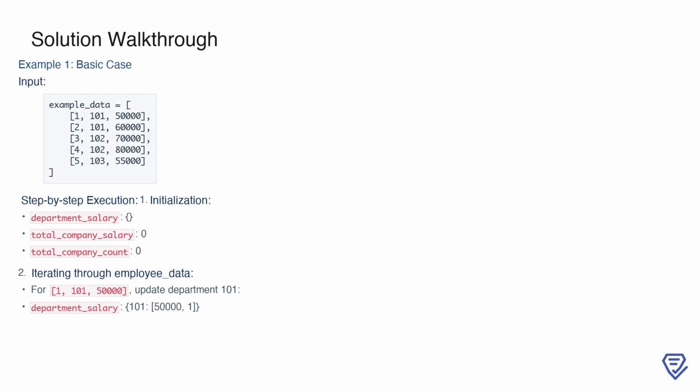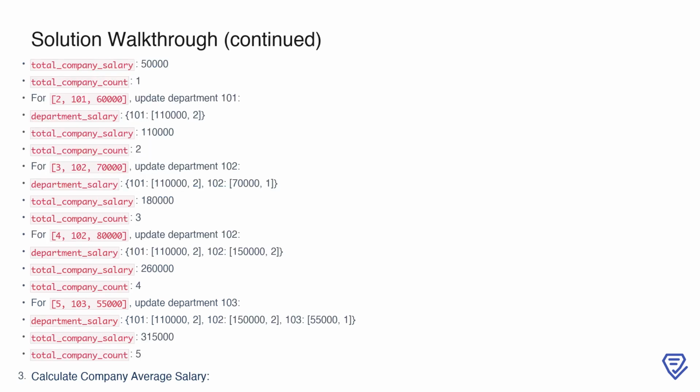For the first record, 101, 50,000, we identify that the employee is in Department 101 and earns a salary of 50,000. We update department_salary to reflect this by setting Department 101's total salary to 50,000 and its employee count to 1. This ensures we're starting to track department-level data. Additionally, we increment the company's total salary to 50,000 and the employee count to 1, capturing the overall company metrics so far.